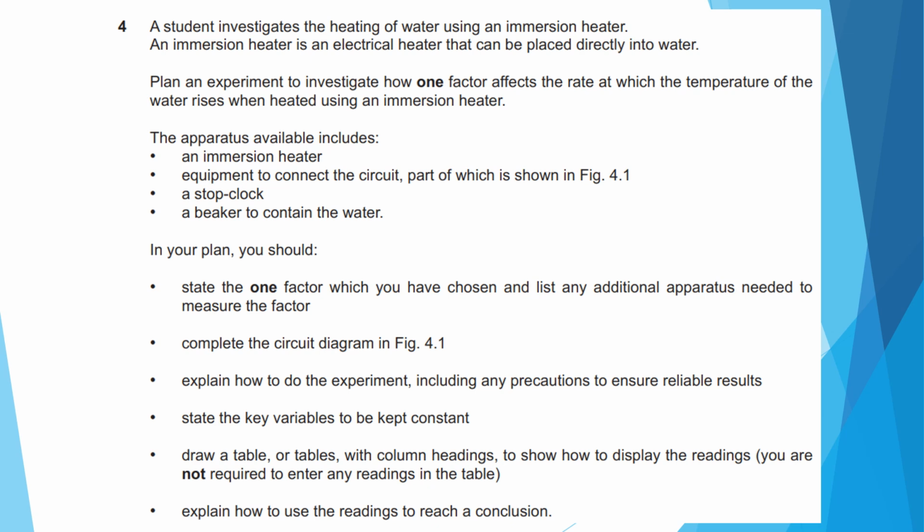First one is, state the one factor which you have chosen and list any additional apparatus needed to measure the factor. Complete the circuit diagram in figure 4.1. That means some incomplete diagram is mentioned, so that we have to complete. Explain how to do the experiment, including any precautions to ensure reliable results.